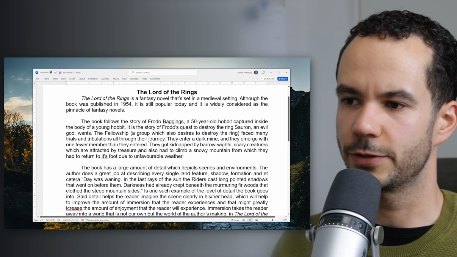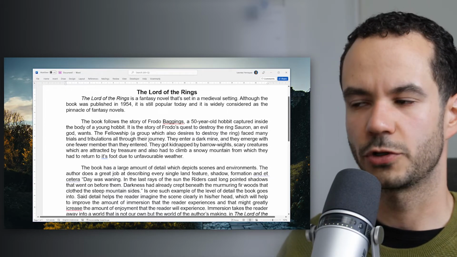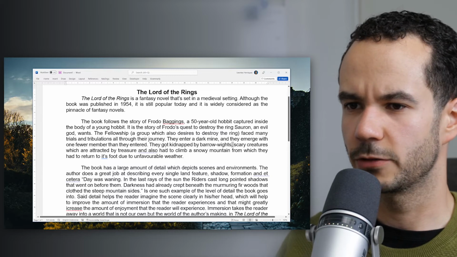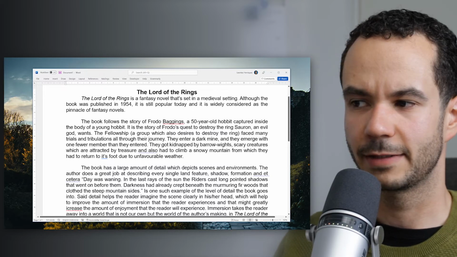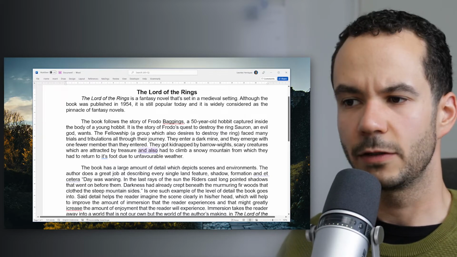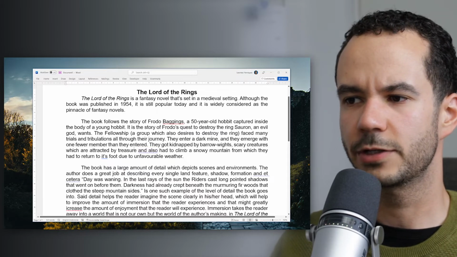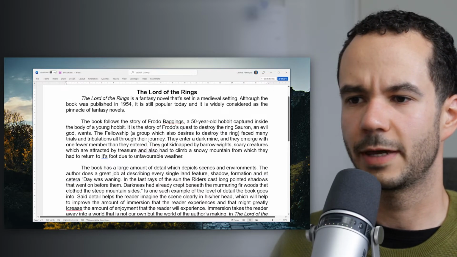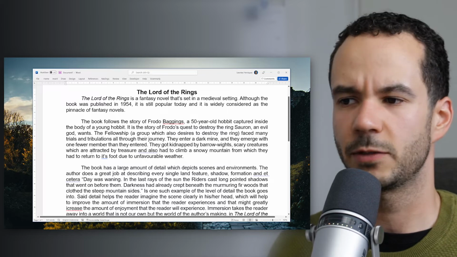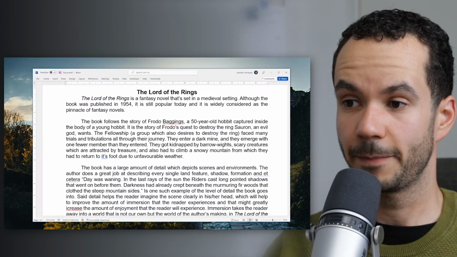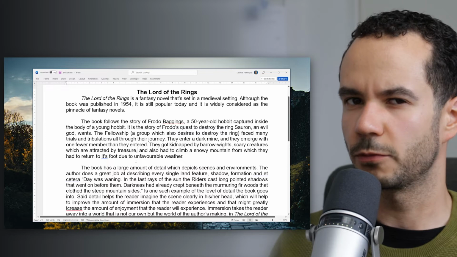So if we have this construction here, because of the comma we use here, and because of the fact that we talk about these scary creatures, if we say "and also had to climb," it kind of seems as if these creatures had to climb a snowy mountain and then they had to return or something. And that's not what we want to say. So what we could do is simply add a comma, and that kind of solves the problem.